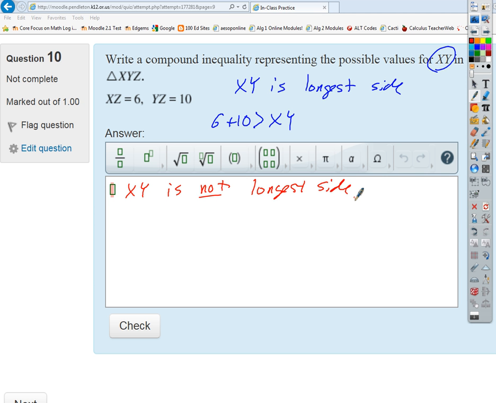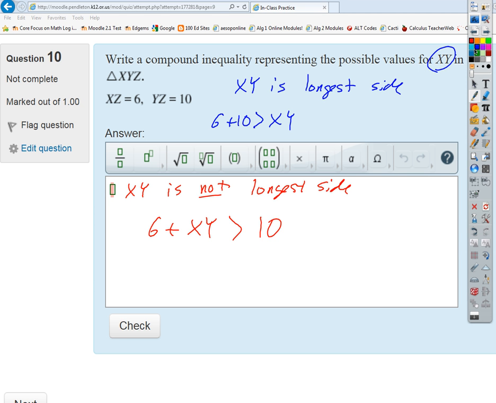10, right? So then what would have to be true? 6 plus what? 5. Well, plus XY. We don't know what its length is yet, but 6 plus XY would have to be greater than the biggest side, which is 10. Does that make sense? So those are the two conditions that have to be true if it's going to obey the triangle inequality. So we'll just solve both of these and see what we get.